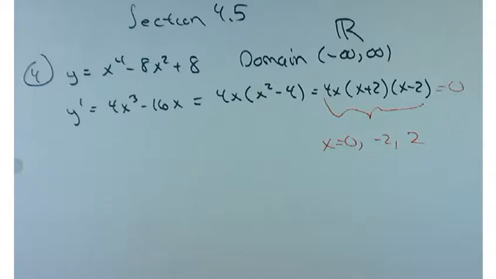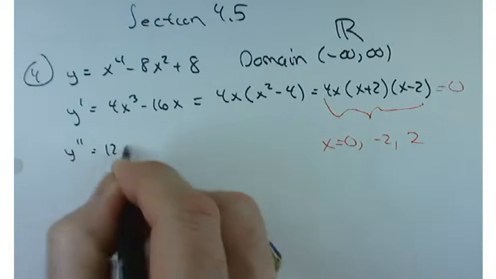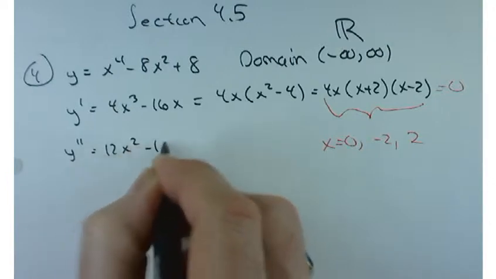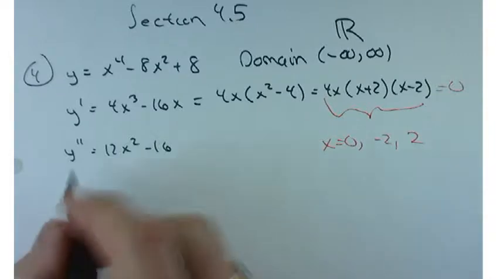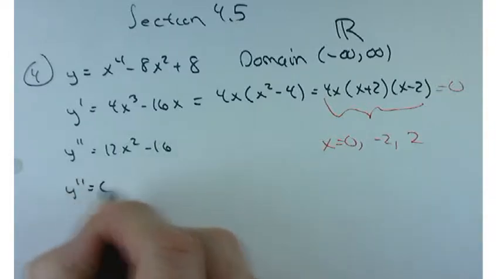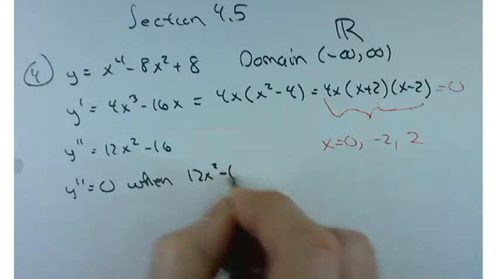Let's keep going a little bit further and find out some things about the second derivative, and we'll start doing some more testing. So our second derivative, y double prime, is going to be 12x squared minus 16, and I'm going to want to know where that's equal to 0. So y double prime equals 0 when 12x squared minus 16 equals 0.